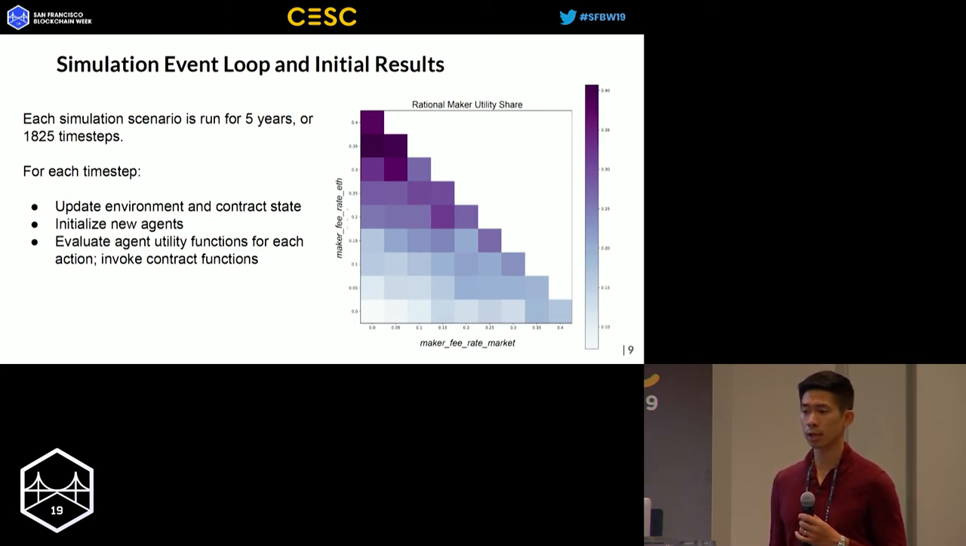So on the right-hand side, you can see the results of running the simulation. And this is a heat map. Actually, each pixel in the heat map represents a single simulation run.